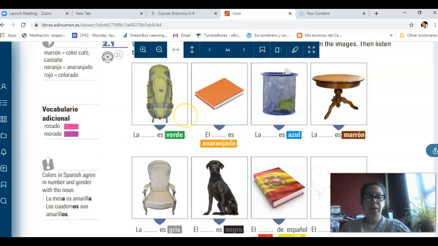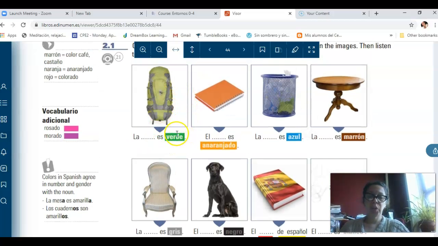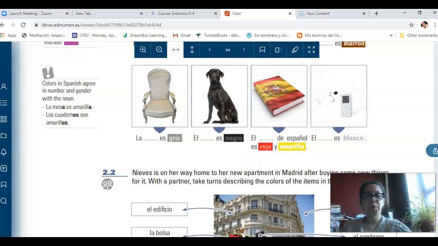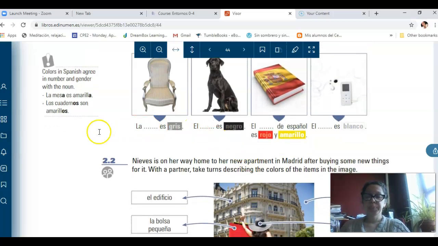Here, of course, you're going to learn the colors, okay, by clicking on track number 21. It's important that you pay attention to the gender, okay, of the noun that you're describing. Because in Spanish, we have to keep an agreement between the subject, ¿verdad? Or the noun and the adjective.